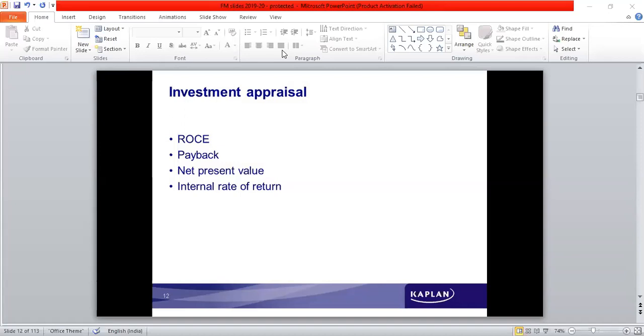Okay, so investment appraisal talks about a comparison of the cash outflow, or the investment made as of today, with the future cash flows.